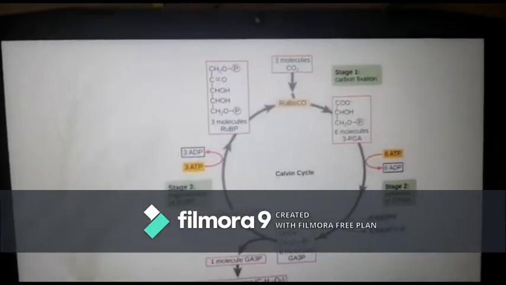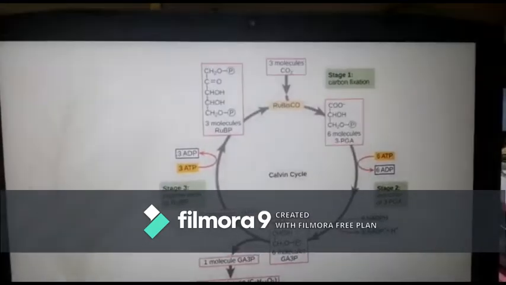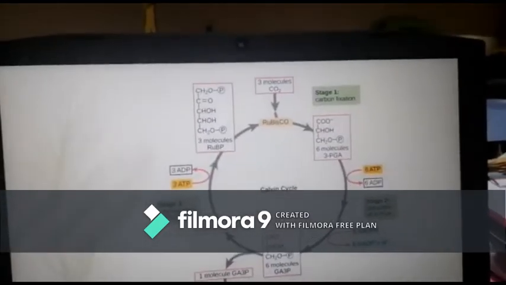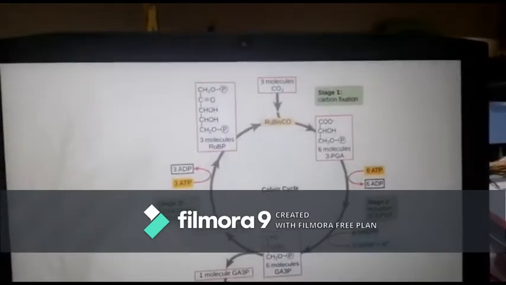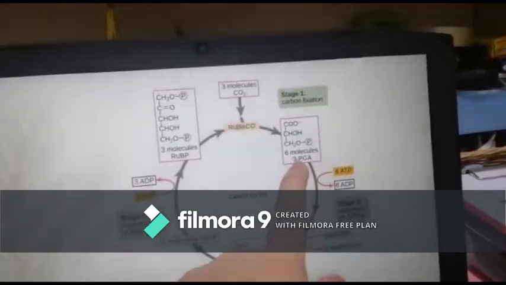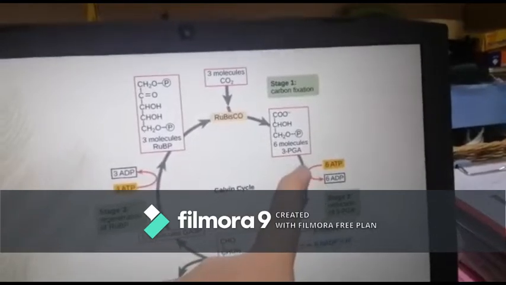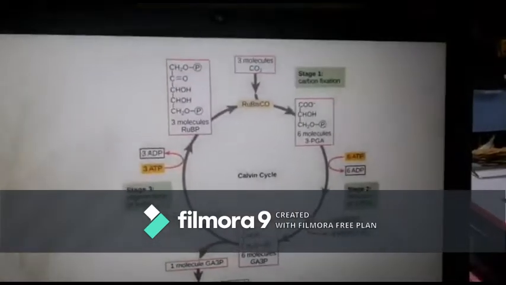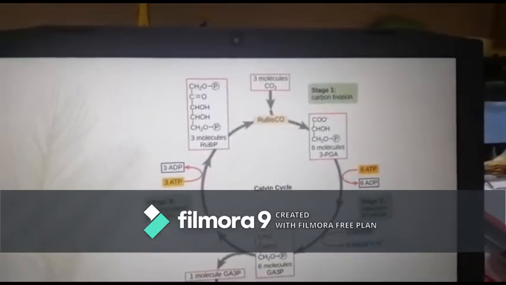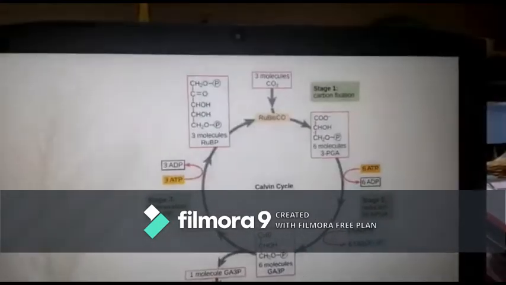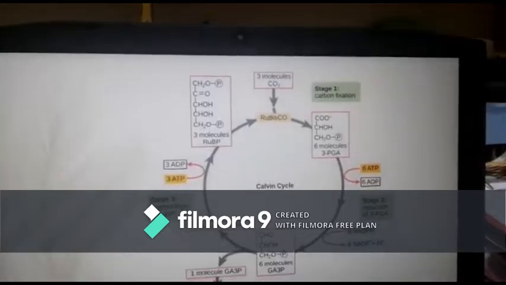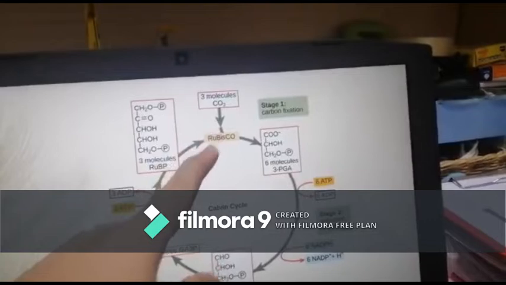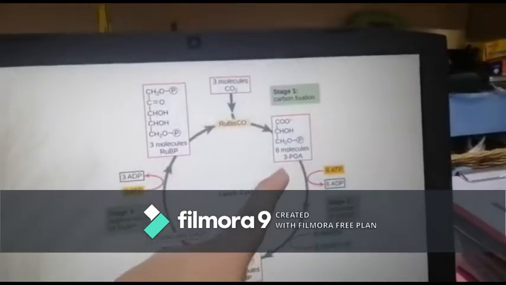For each carbon dioxide molecule that reacts with one RuBP, two molecules of 3-phosphoglyceric acid, or simply 3-PGA, form, which is this. 3-PGA has 3 carbons and 1 phosphate. Each turn of the cycle involves only one RuBP and one carbon dioxide and forms 2 molecules of 3-PGA. Since there are 3 and there are 3, it can form 6 molecules of 3-PGA.